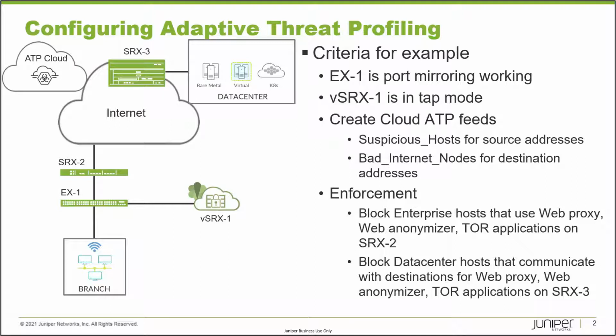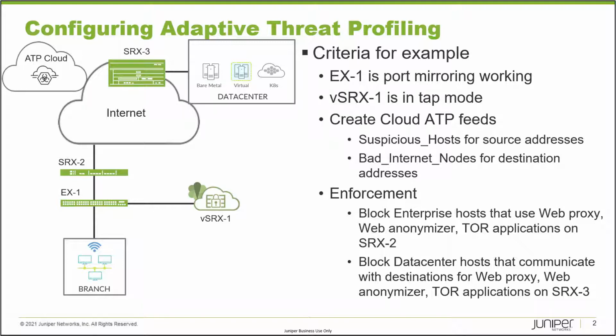Okay, so what do we need to do? Well, first we need to create the cloud ATP feeds. We're going to create one feed, suspicious hosts for source addresses and bad internet nodes for destination addresses. And these are going to be adaptive threat profiling feeds, not just your regular cloud ATP feed. So keep that in mind.